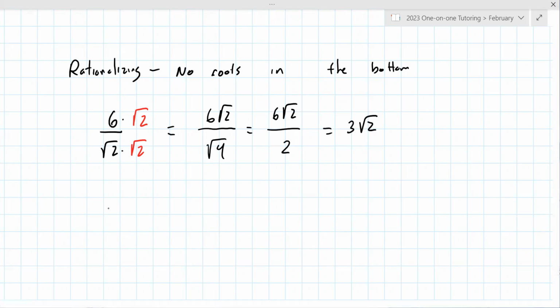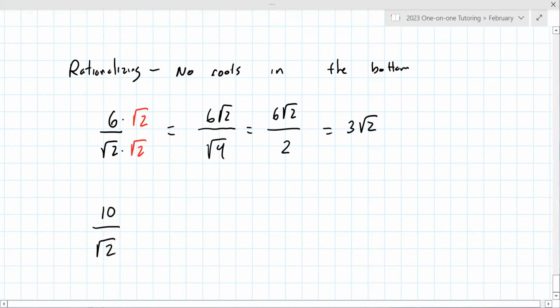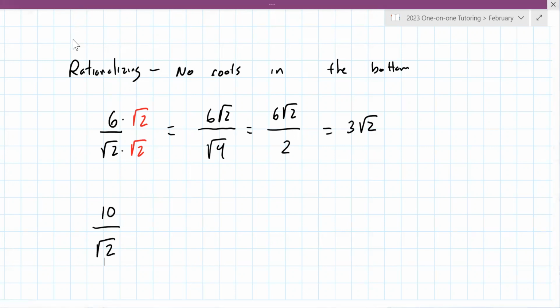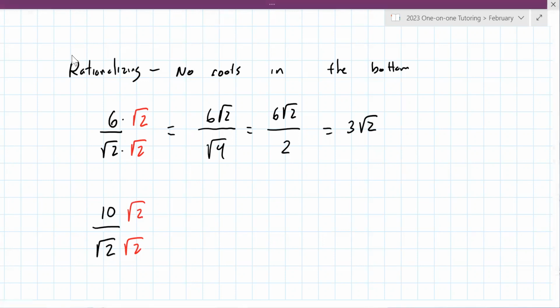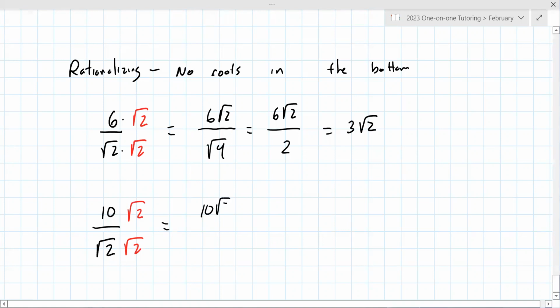Okay, so let's try another one here. What is 10 divided by the square root of 2? Now you have to rationalize. No roots are allowed in the bottom, which means you're going to multiply the top and bottom by the square root of 2. Do you see that? Yes. So the top is 10 square root 2.